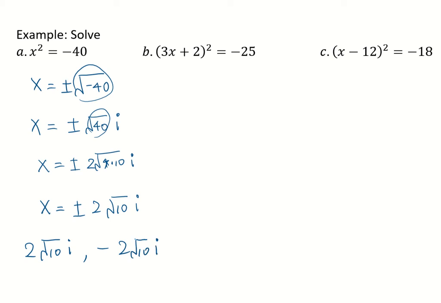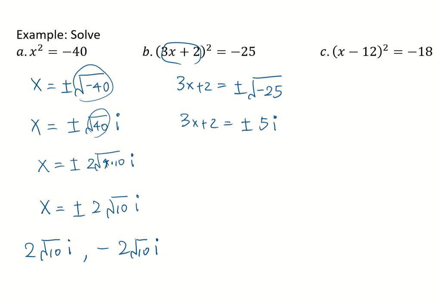Now let's look at B. 3x plus 2 squared is negative 25. By the square root property, 3x plus 2, this number should be equal to plus or minus the square root of negative 25. Okay, 3x plus 2 equals plus or minus the square root of negative 25, which is 5i.